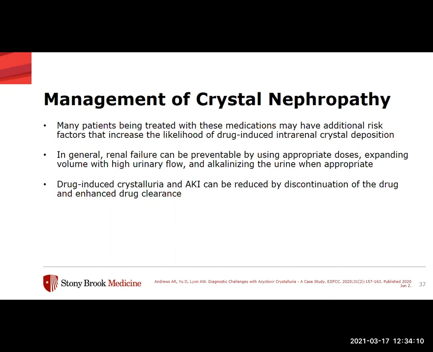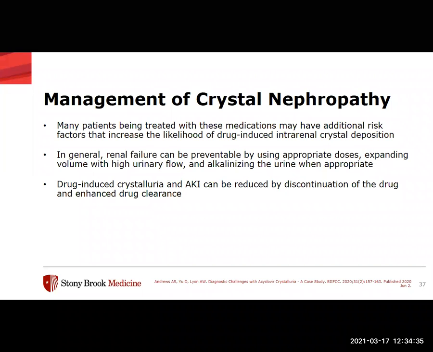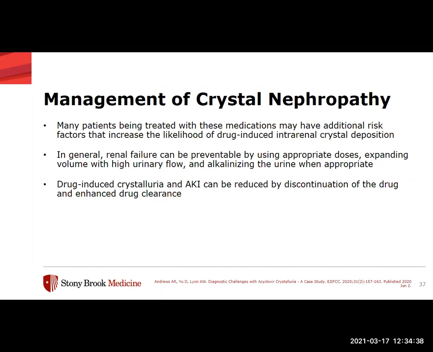So many patients who are being treated with medications may have additional risk factors that increase the likelihood of crystal nephropathy, such as true or effective intravascular volume depletion and underlying renal insufficiency. Renal failure when using these agents may be preventable if it is anticipated by appropriate drug dosing, volume expansion with high urinary flow, and urine alkalinization when appropriate. Additionally, renal failure may be reversible upon discontinuation of the offending drug and is further managed by appropriate dose adjustment, volume repletion, and again, urine alkalinization.